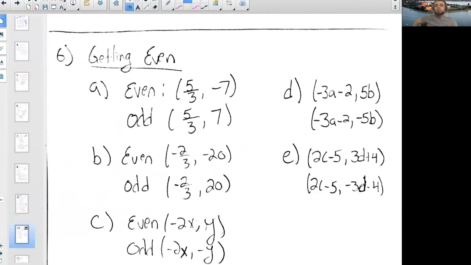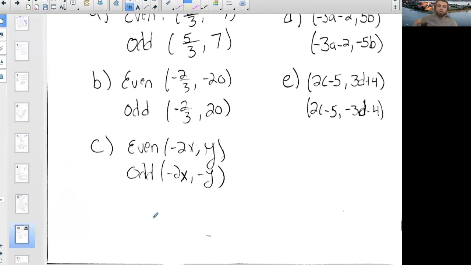All right, number 6, odd and even. I think I just talked about this a little bit earlier. The idea is all even functions, when you flip the x, keep the y the same. And then for odd, when you flip the x, you flip the y. So that's all I would say there.